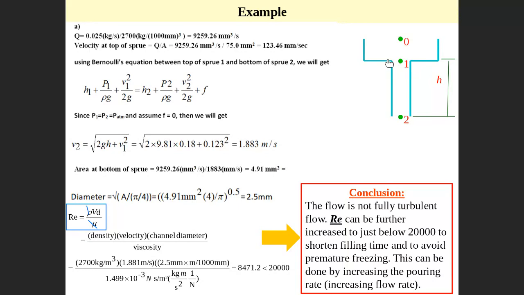We have V1. We cannot apply it between 0 and 2. Someone might say the velocity here equals square root of 2gH. But H what? H2. Where is H2? We don't have H2. We have H between 1 and 2. We have to apply between 1 and 2. Apply the Bernoulli equation. This is the Bernoulli equation.